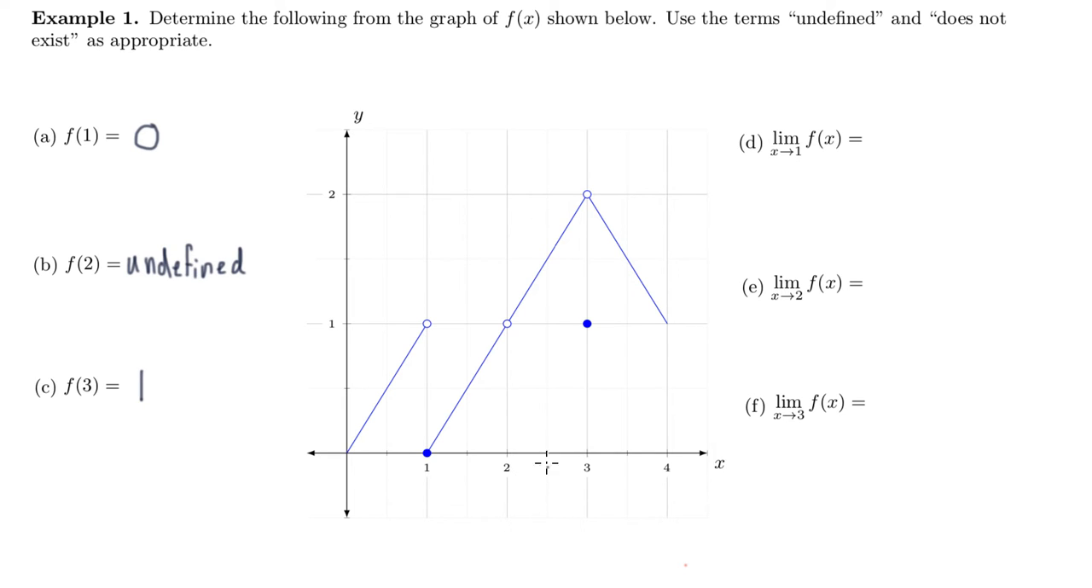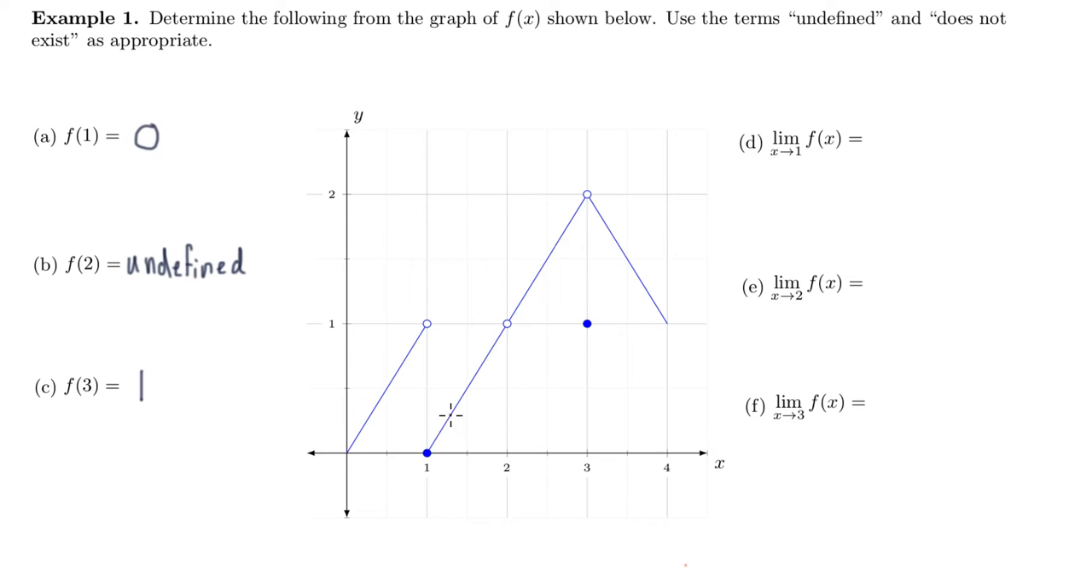All right, now let's look at the limits. The limit as x approaches 1. So I look to the left. It looks like as x approaches 1 from the left, the function values are approaching 1. Now, even though f of 1 is not equal to 1, from the left, I'm getting closer and closer to 1. So the limit as x approaches 1, looking from the left, is 1.